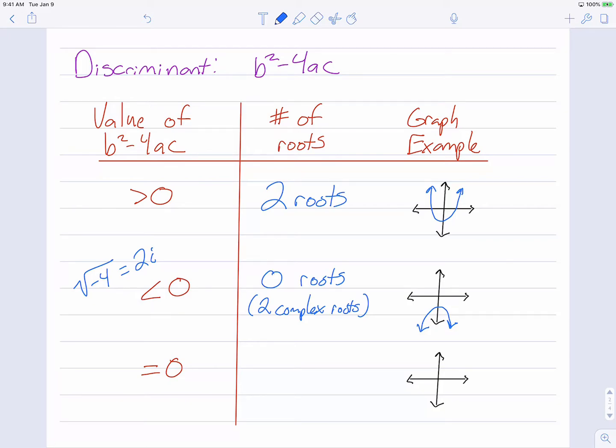Now if the discriminant equals 0, then adding or subtracting 0 doesn't do anything, so we end up with just one root, and that is when your vertex is on the x-axis. So with the discriminant, you can know how many solutions there are going to be before you even finish the problem. If it is greater than 0, there are two roots; less than 0, there are no roots or two complex, imaginary roots; or it equals 0 and there is one root.